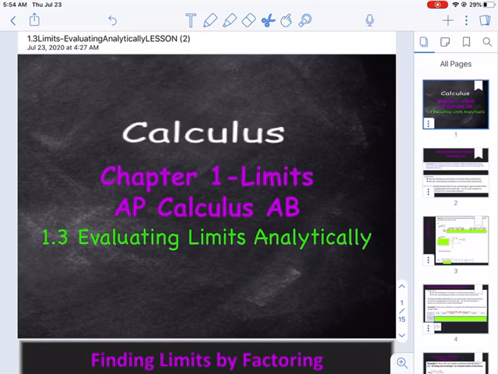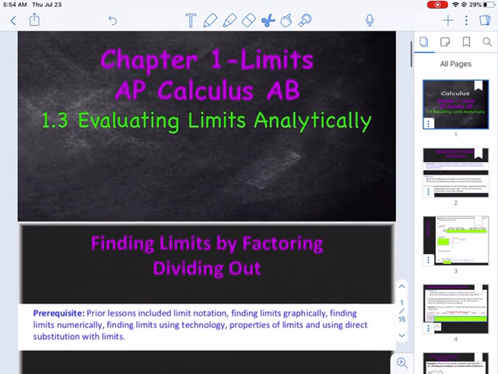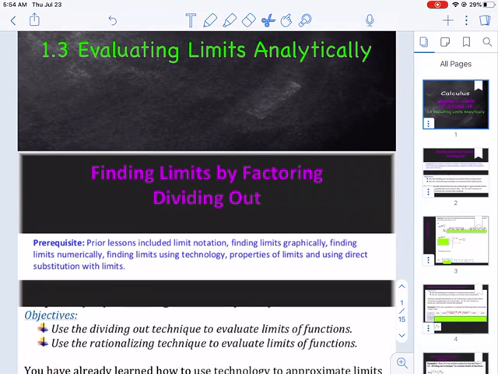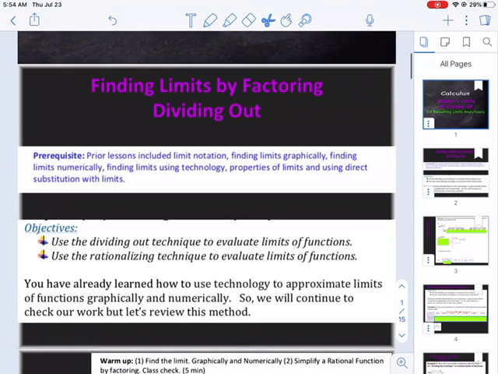Welcome to Calculus, Chapter 1, Limits, AP Calculus AB, Evaluating Limits Analytically. For the purpose of this lesson, for the NMSI lesson, I am going to be finding limits by factoring, by dividing out. The prerequisite is that prior lessons included limit notation, finding limits graphically, finding limits numerically, finding limits using technologies such as graphing calculators or spreadsheets, properties of limits, and using direct substitution with limits.